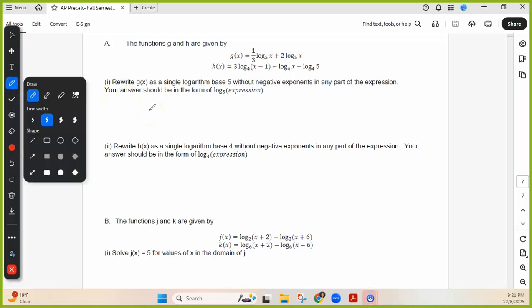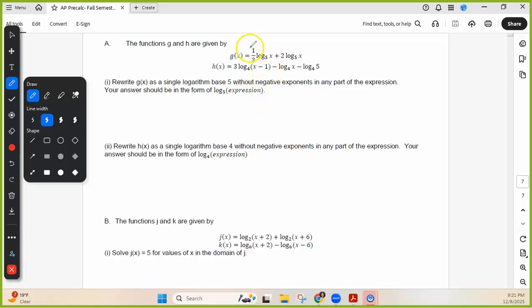All right, this is FRQ2, no calculator. As you can see, there's no decimal going on. Let's look at it. You're given g of x and h of x. Number one, rewrite g of x, the top one, as a single logarithm base 5 without negative exponents in any part of the expression. Your answer should be in the form of log base 5 of something.